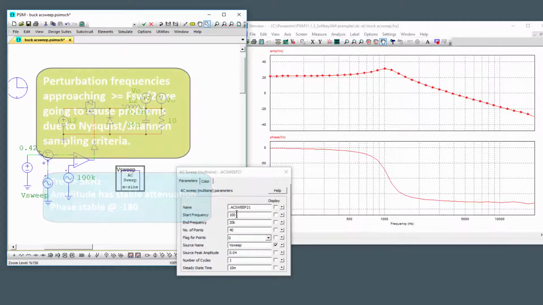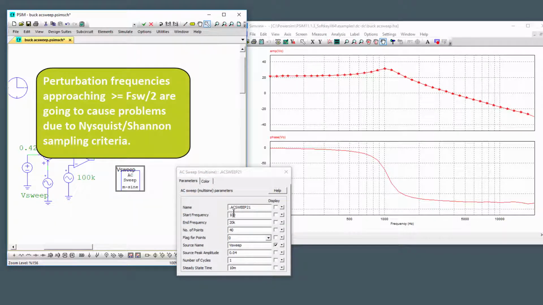So why go lower? Well, going lower isn't really going to give us any new information. And why go higher? Well, going higher isn't really going to give us any new information. And actually, going higher is just going to cause problems.